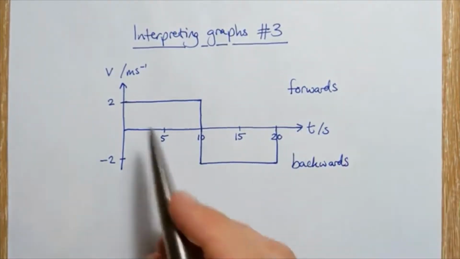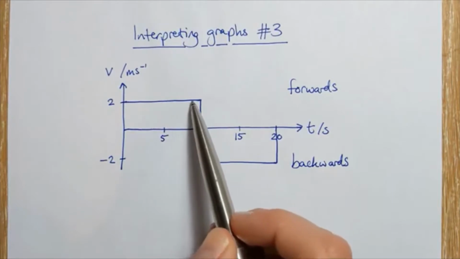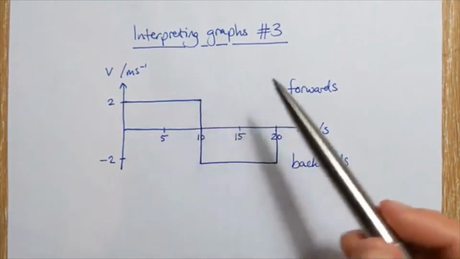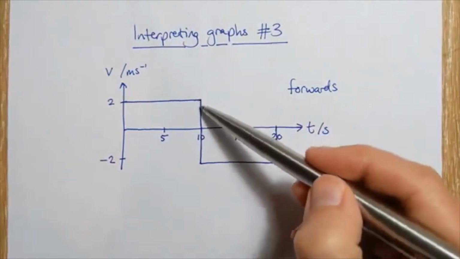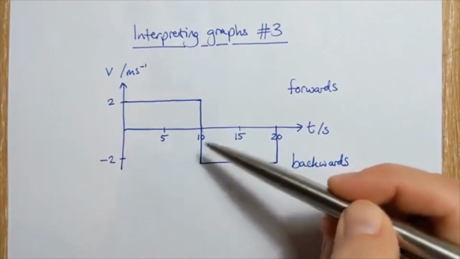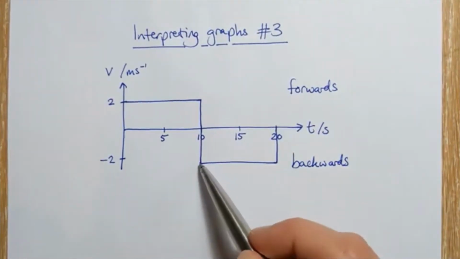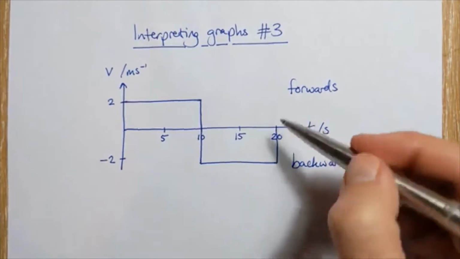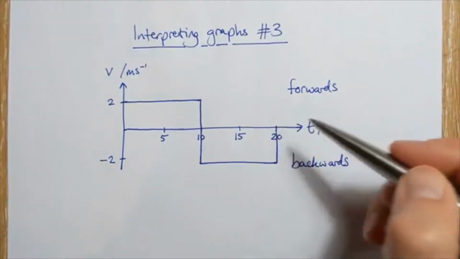So I've got an object that's travelling at 2 meters per second, so that's 2 meters per second forwards for 10 seconds. And it's not realistic because then it instantaneously changes direction to 2 meters per second backwards. So that's a velocity of minus 2 meters per second. And it does that for another 10 seconds and then instantaneously it stops.